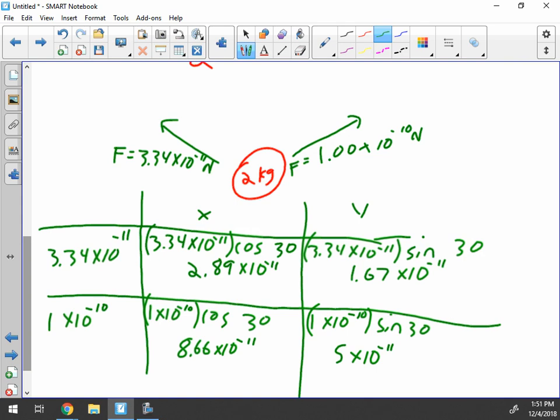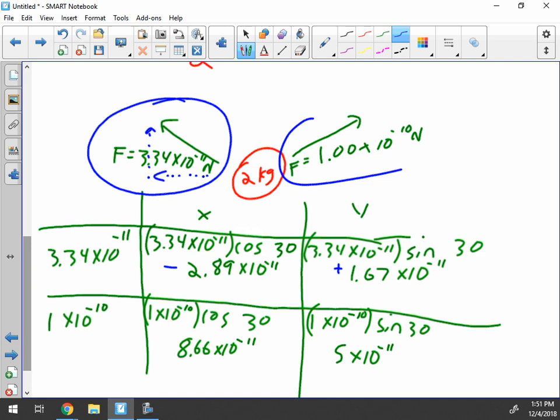Fabulous. All right, so our next step is to make sure our signs are correct. So for the 3.34, which is this guy here, it is going to the left. So our x value needs to be negative, and it is going up. So our y value is positive. And for the other force, it is going to the right. So the x value is positive, and it is going up. So the y value is positive. So the only negative we have is the x direction for the first force.